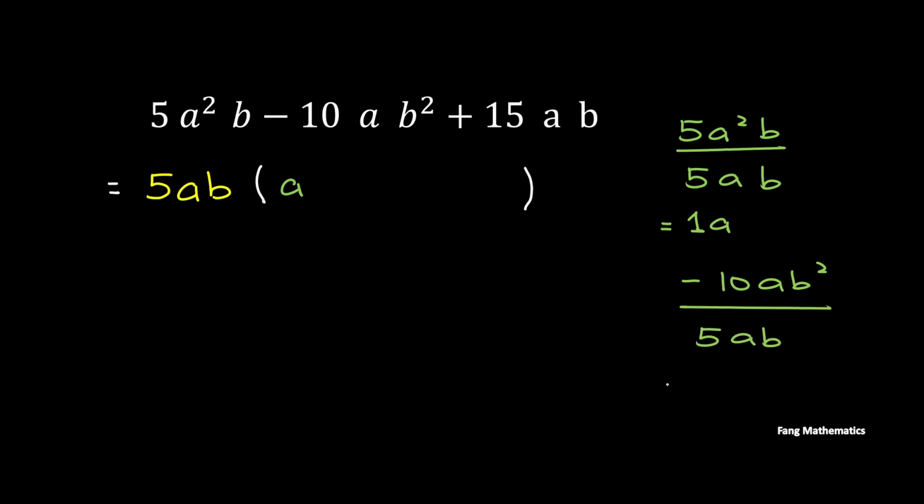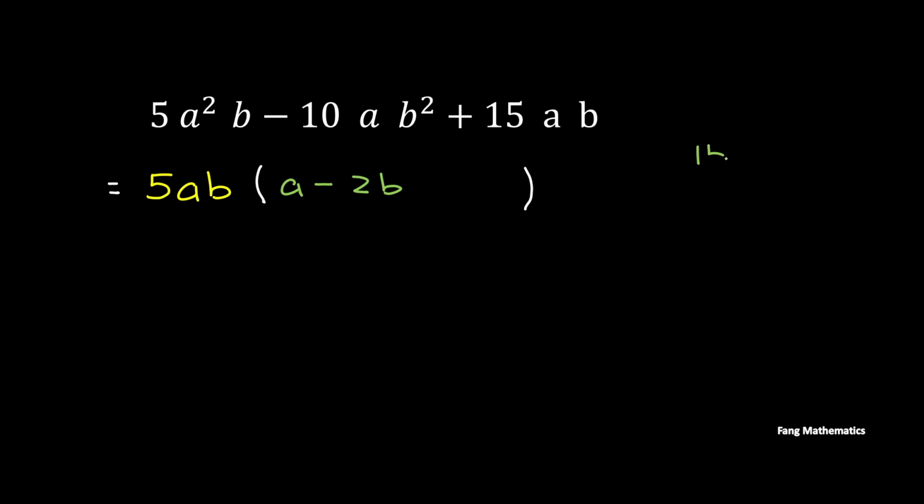The next, minus 10ab squared divided by 5ab. Minus 10 divided by 5 gives you minus 2. a divided by a gives you 1. And b squared divided by b, subtract the power, gives you b. So minus 2b.